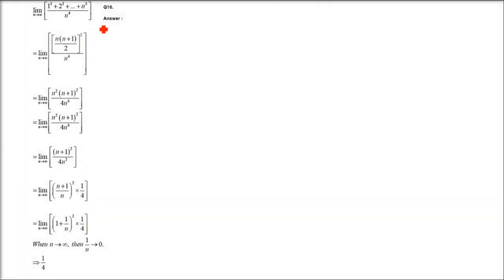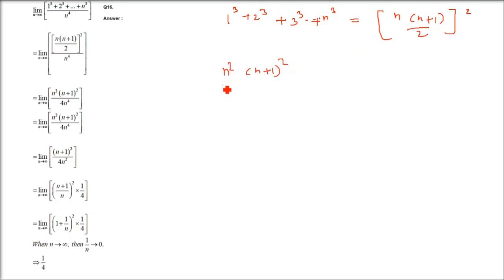Now this is question number 16: limit n tends to infinity of (1 cube plus 2 cube plus till n cube) by n to the power 4. The main thing is, what is the sum 1 cube plus 2 cube till n cube? It is (n times (n plus 1) by 2) whole square. So what do you get? n square times (n plus 1) whole square by 4, and n to the power 4 is already there.